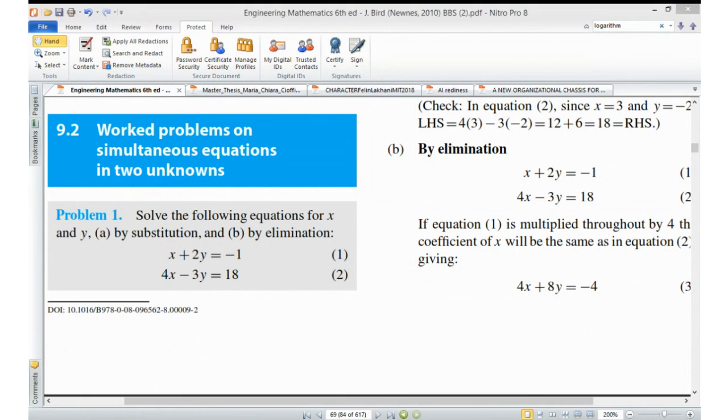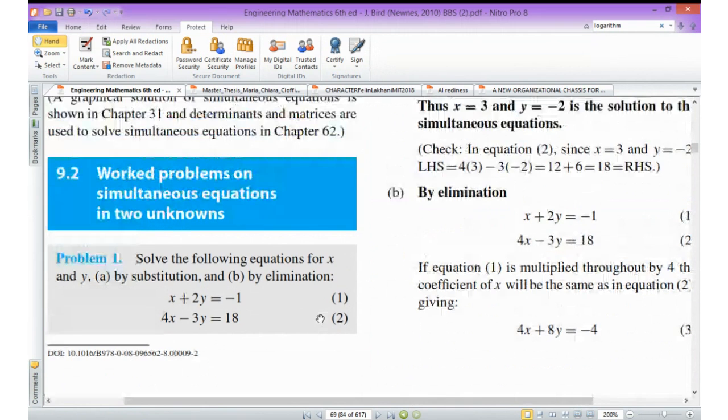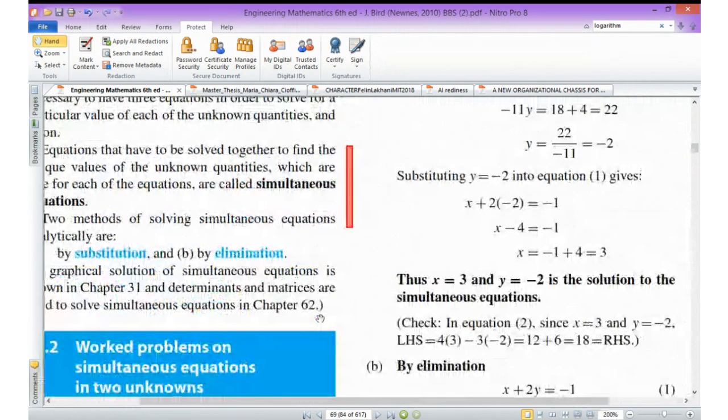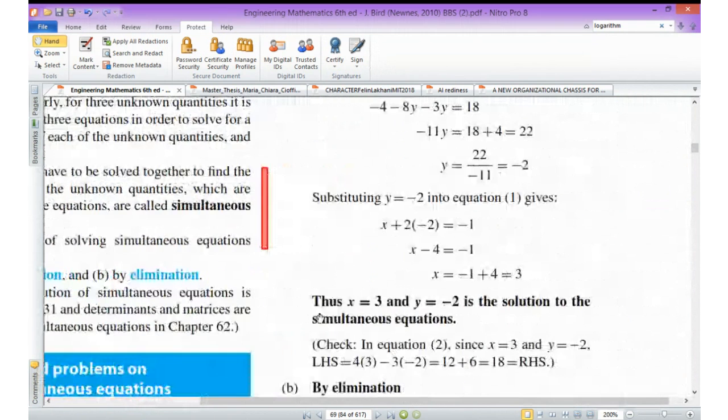I hope you remember the concept of making an unknown value the subject of the equation. Okay, making the subject of an equation. So that's what we're going to do in substitution. So let's look at how the solution looks like.